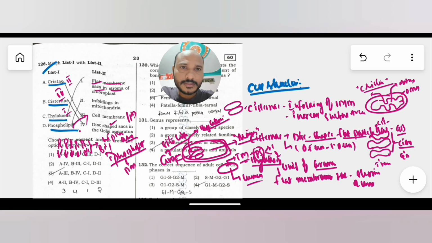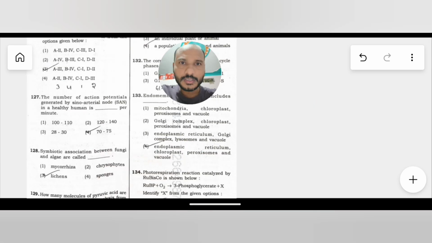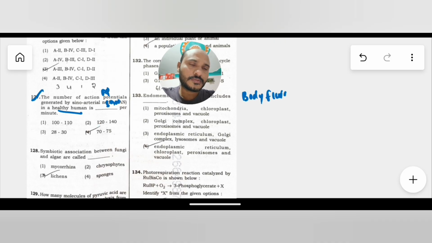So D is third. So here 2 4 1 3, we have 2 4 1 3. So the right answer is the fourth one. Yes. Next, the 127th question: the number of action potentials generated by the sinoatrial node, SAN, in a healthy human is per minute. These questions are framed from body fluids and circulation, which mainly focuses on heart rate and nodal tissues in the heart chapter.